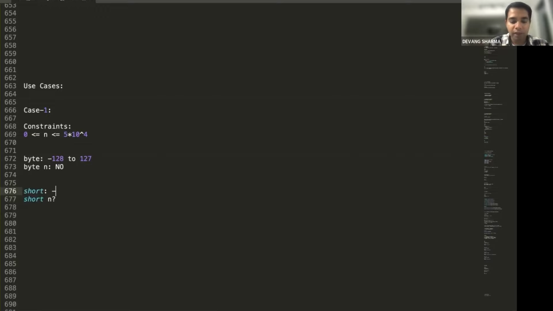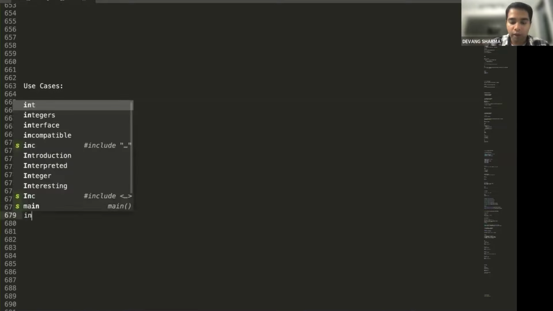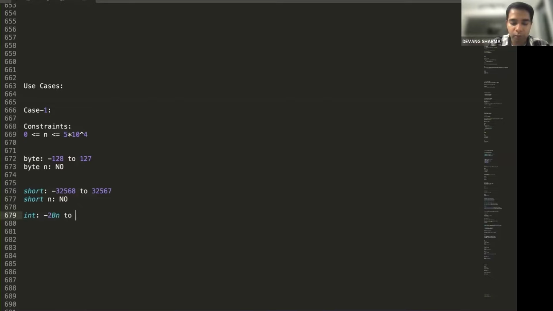Short has a range of minus 32768 to 32767. So short is also not satisfied. If you take unsigned short, yes, unsigned short can fit within this category. But signed short does not fit. What about integer? Integer we know is minus 2 billion to plus 2 billion. So can it store this? Yes, integer can easily store this part.